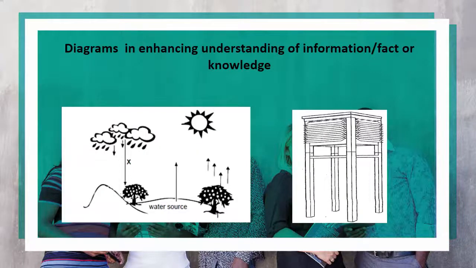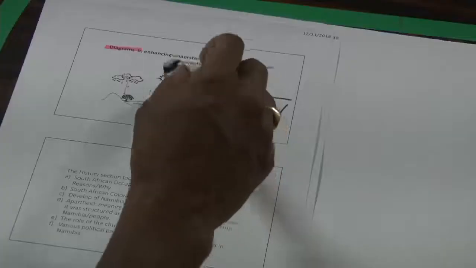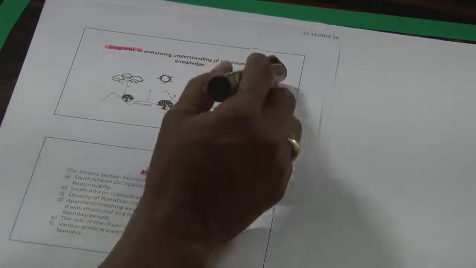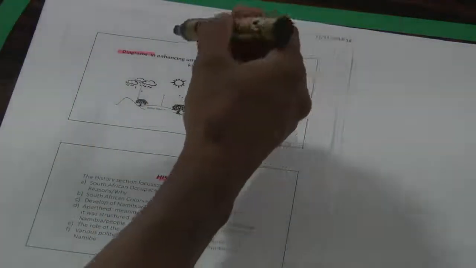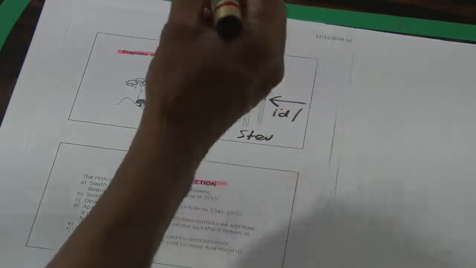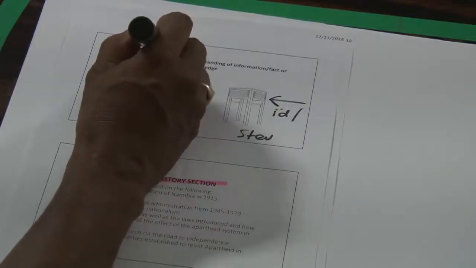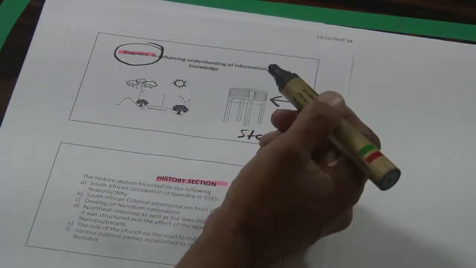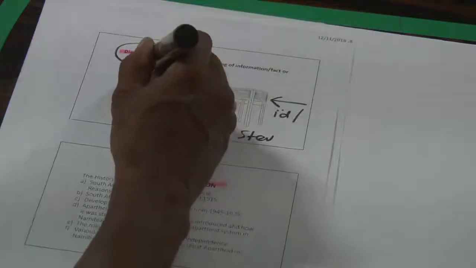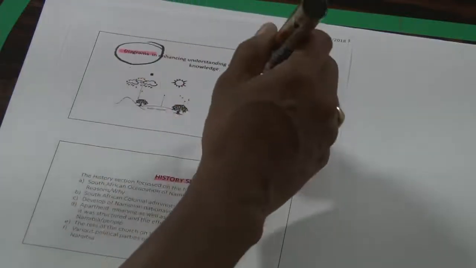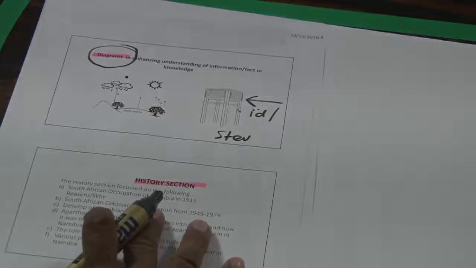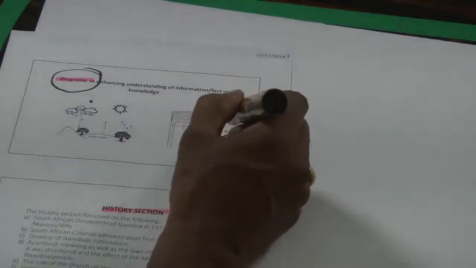Now, if I can just draw your attention to the illustrations. The illustrations that I have here can be used in an assignment or an examination paper. As you can see, the focus in exam papers is also on what we call diagrams. A diagram is just referring to a picture. It can be this one or it can be this one. Now, as you can see, this one, you have to identify it in order to know what it is.